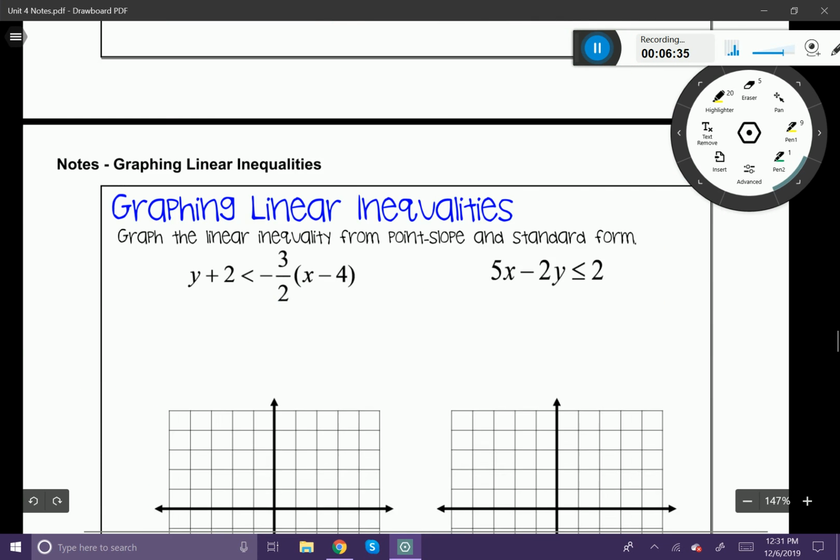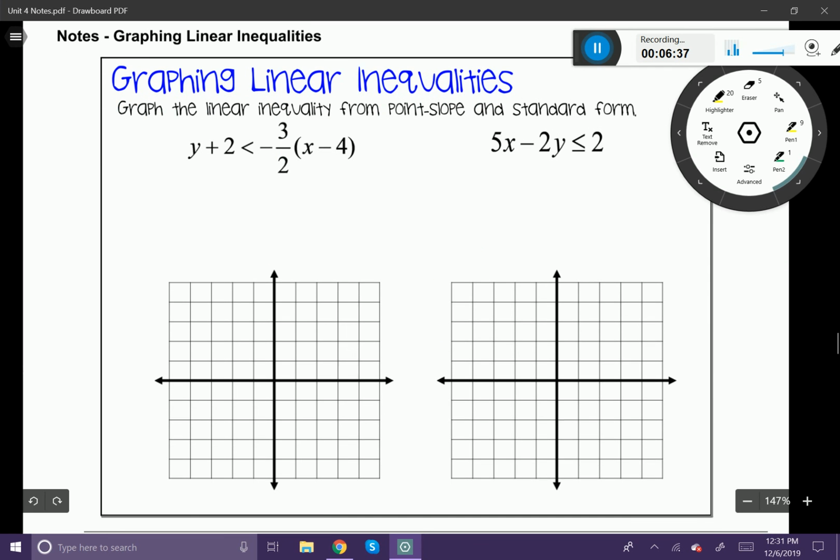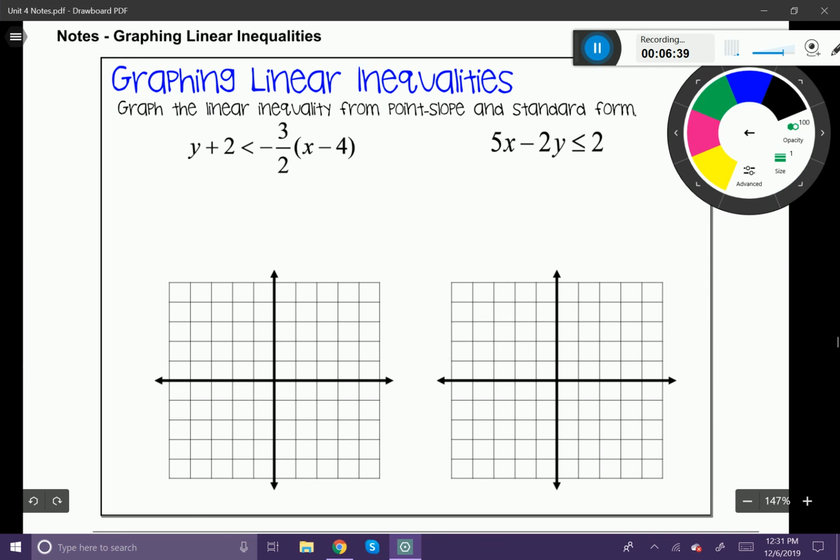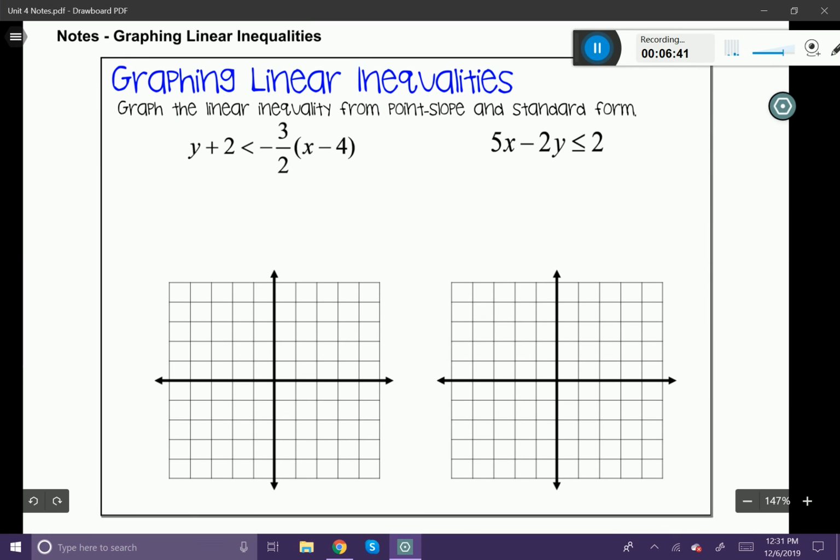Okay, now let's think back to when we were transferring different forms of linear equations into others. This one's in point-slope form. Let's go ahead and graph this. So there's a couple ways you could do this. You could take your slope out of here, and you could take your point and graph it that way. Or you could turn this into slope-intercept form. Your choice. It really doesn't matter.